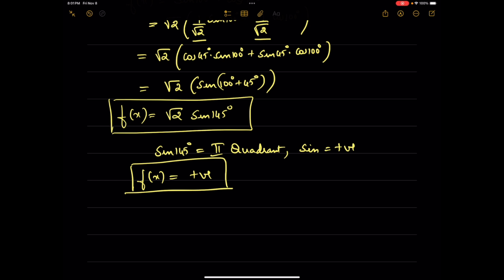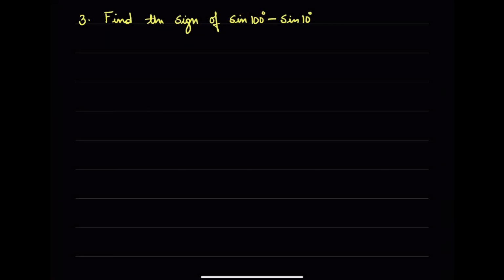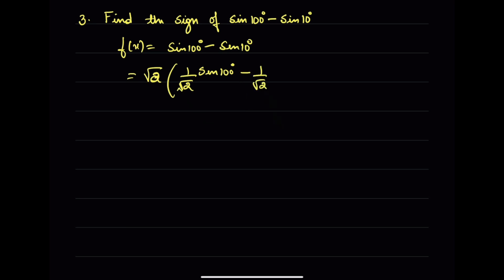Now let's try one more question similar to this. Let's attempt the third one now. In the third one, we have to find the sign of the expression sine of 100 degrees minus sine of 10 degrees. So f of x is sine of 100 degrees minus sine of 10 degrees. So let's apply the same logic, multiply and divide by square root of 2 so that we can change it to 45 degrees expressions. So this will be 1 by square root of 2 multiplied by sine 100 degrees minus 1 by square root of 2 multiplied by sine 10 degrees.